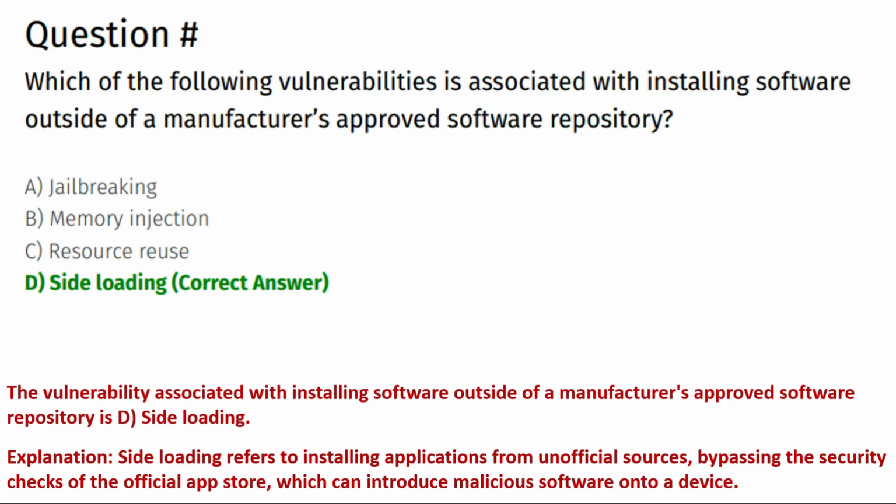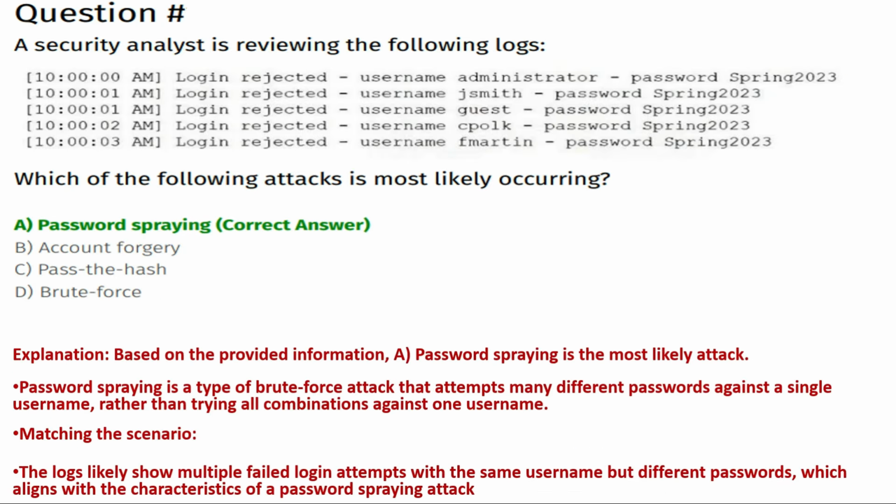So let's check the explanation. The vulnerability associated with installing software outside of a manufacturer's approved software repository is side loading, and side loading refers to installing applications from unofficial sources, bypassing the security checks of the official app store, which can introduce malicious software onto a device. So that's why the correct answer for this question is option D, side loading. So let's move to the next question.